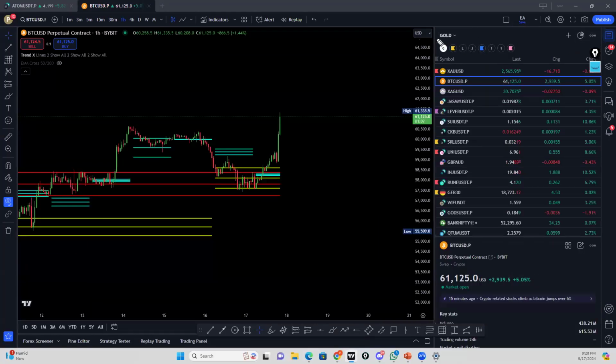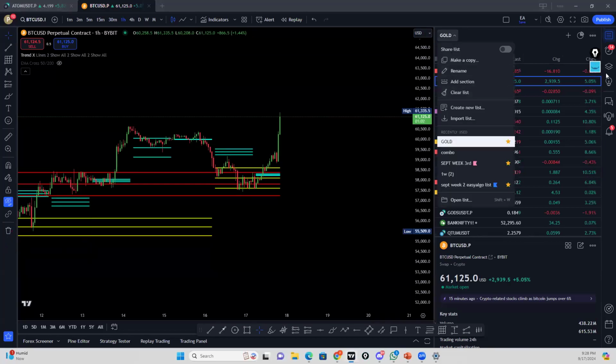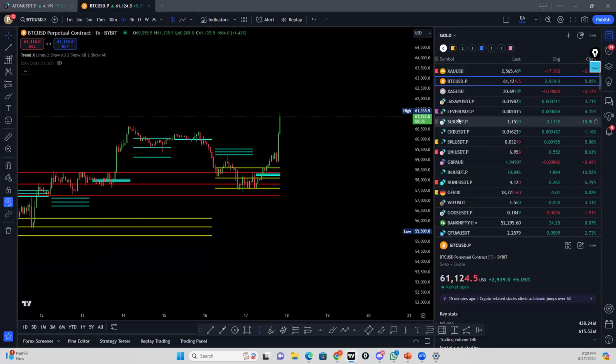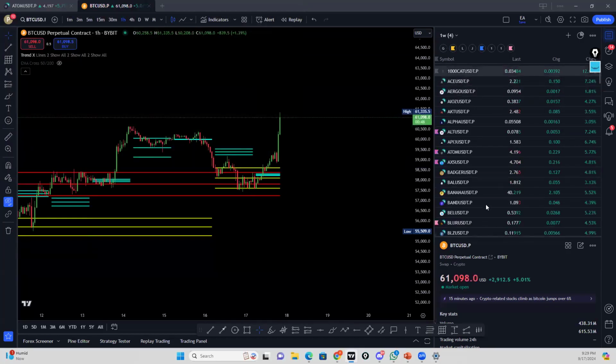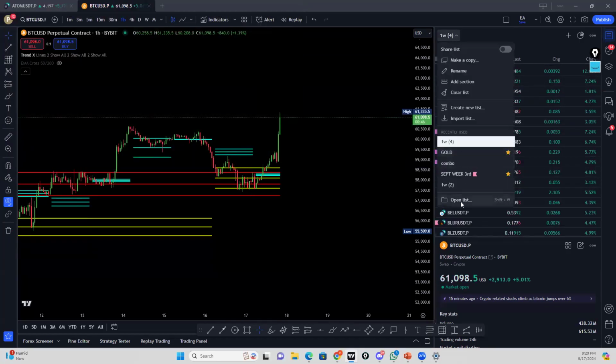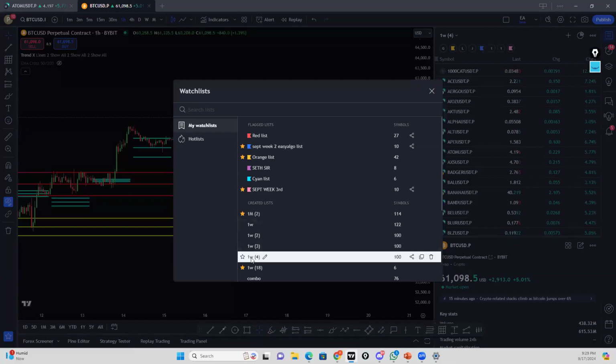After going here, you will get one option called import list. When you click this import list, you will get the file which you have downloaded just now. Just open this file. As soon as you open it, you will get a list here automatically. It will be written as 1W. So automatically it will have a folder called 1W.